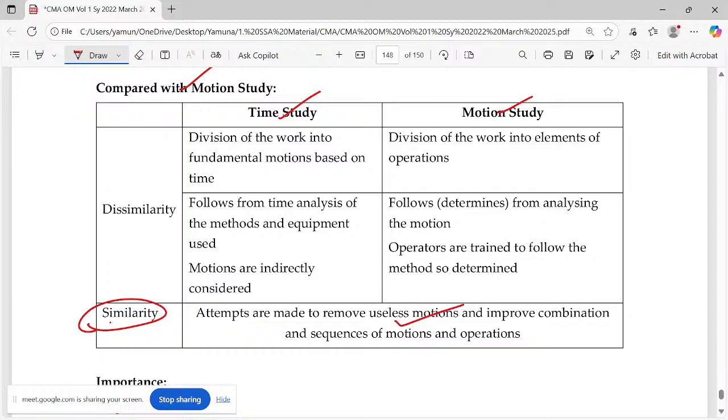Motions useless, you need not allocate the time. When you talk about the dissimilarity, division of work can be taken in the case of time study. In the case of motion study, you have to divide into elements of operation. Probably you might be discussing the methods and equipment used, how the motions are indirectly considered. Whereas if we go over here, you're going to analyze the motion, how the operators are trained, and so on.